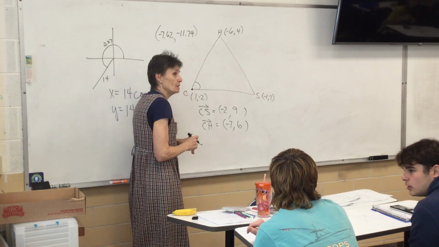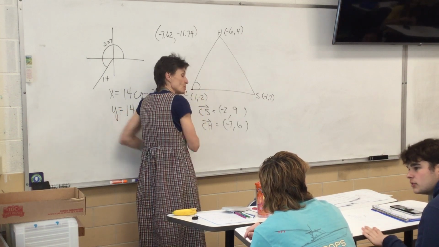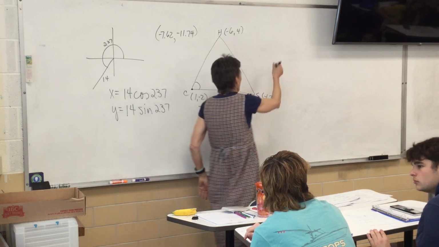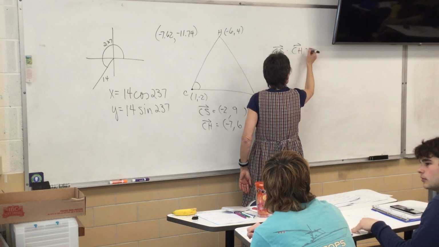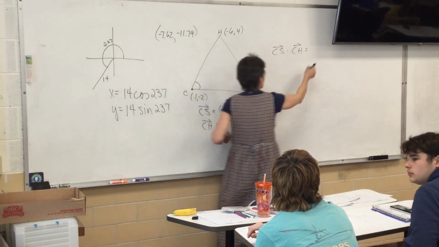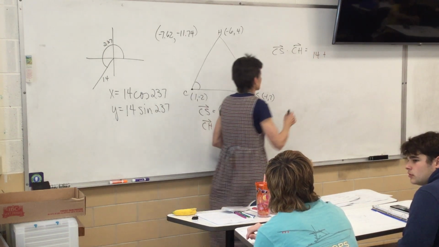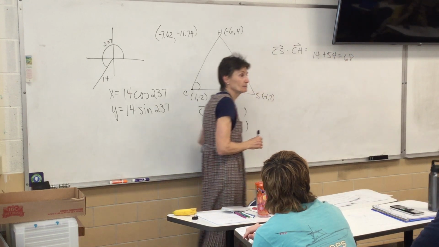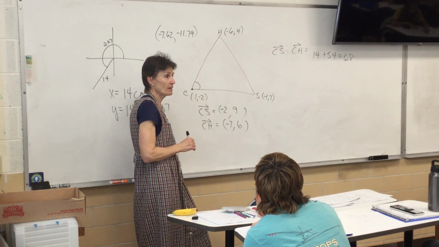Now, I can find the angle between 2 vectors using the dot product. Do you remember that? What is the dot product of these 2 vectors? Dot product, x times x and y times y. So I think the dot product is 68.